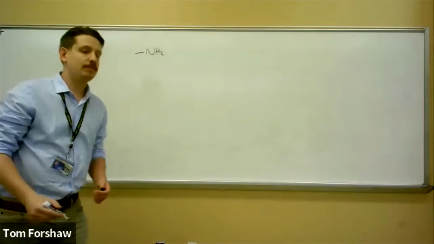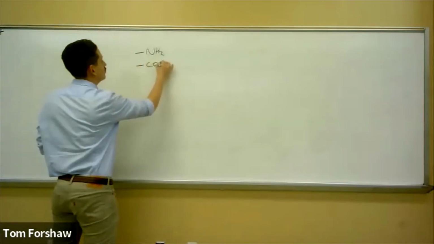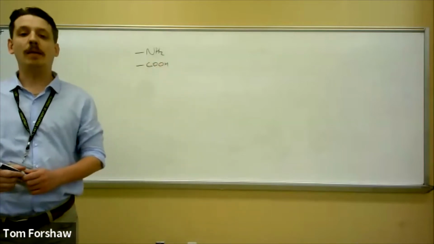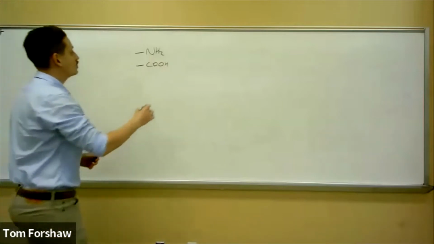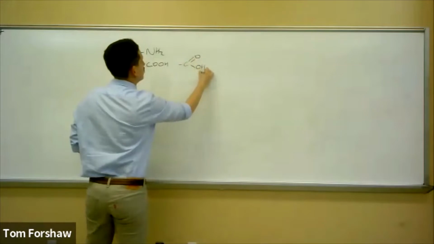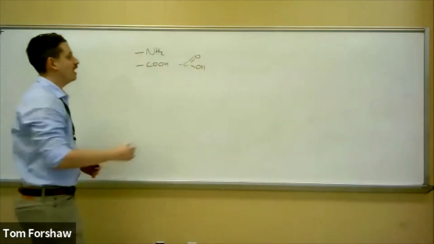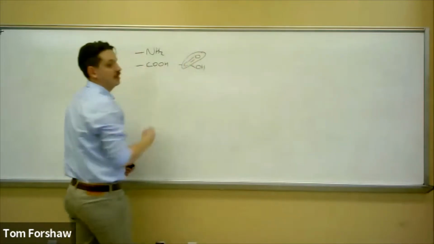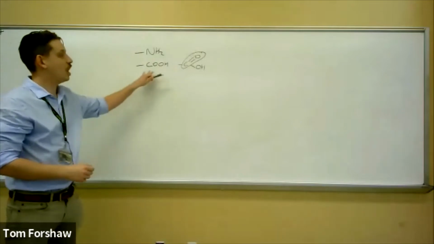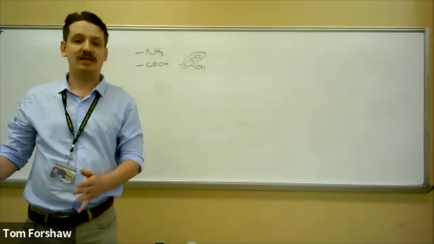That's the amine group. Then we have this group, COOH. This is a carboxylic acid group. You may also see it written as C double bond O and then OH group there, where this here is known as a carbonyl. This is a carbonyl group, but overall it's a carboxylic acid group, and hence the acid in amino acid.